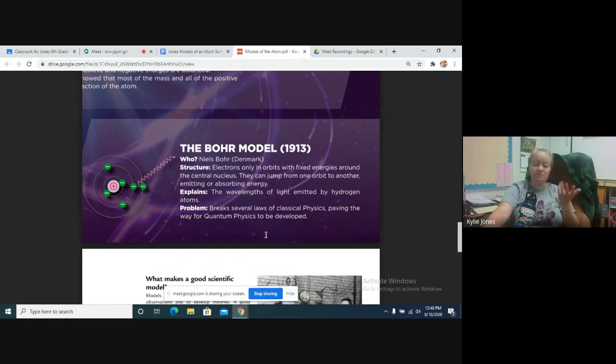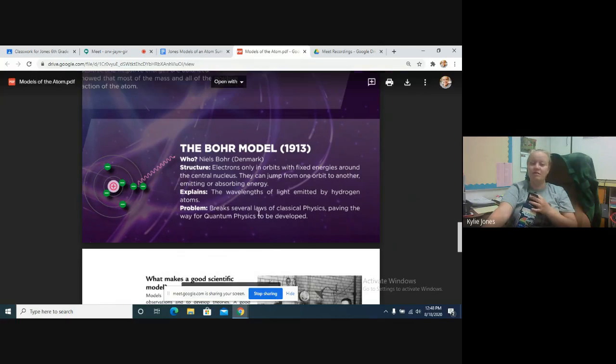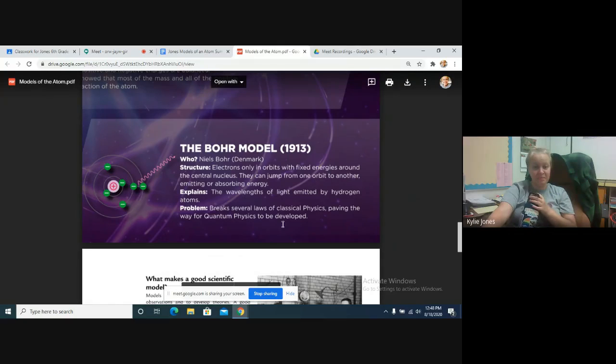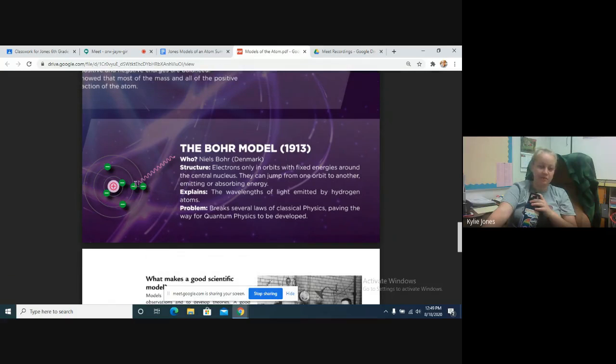paving the way for quantum physics to be developed, which is really high math stuff. Like you have to specialize in this stuff. So we're not going to talk about quantum physics. I don't know anything about quantum physics. That's really hard stuff. But basically, Niels Bohr is saying that there's still that positive center, and the electrons still go around it in circles, but that the electrons can bounce from one ring to the other one.